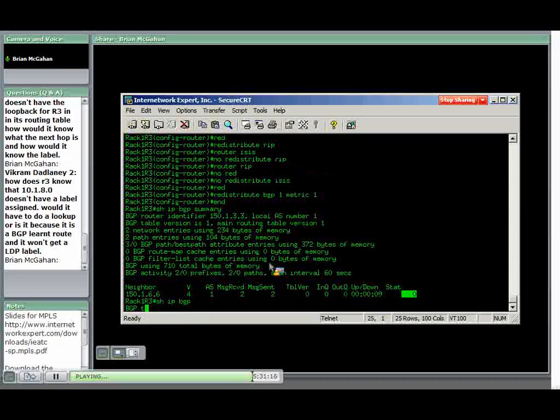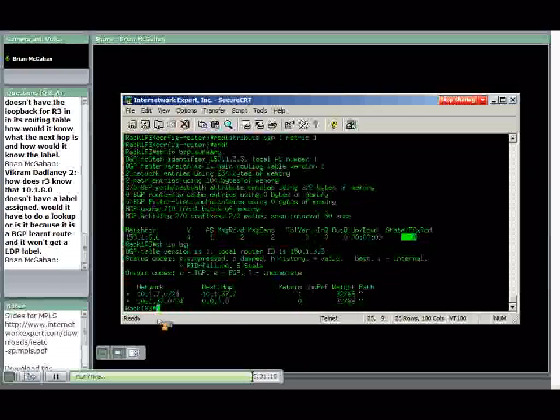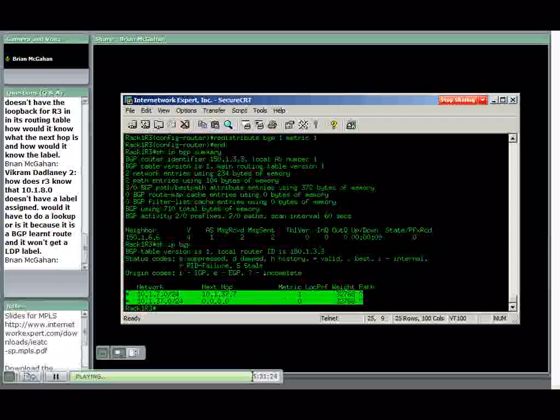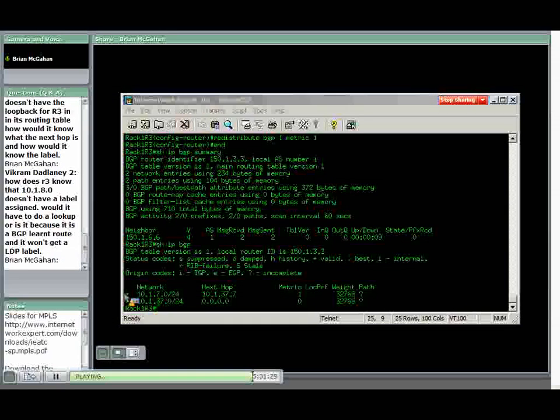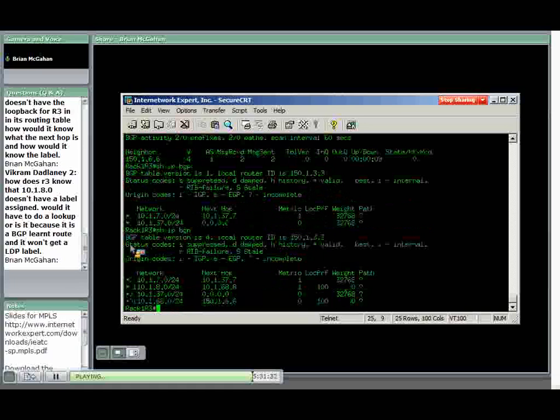Okay, so on router 6, we'll go ahead and run BGP. We're going to peer with router 3, remote AS 1. Our update source is going to be our loopback. Okay, we're peering BGP between the loopbacks. Now we're going to redistribute RIP into BGP.